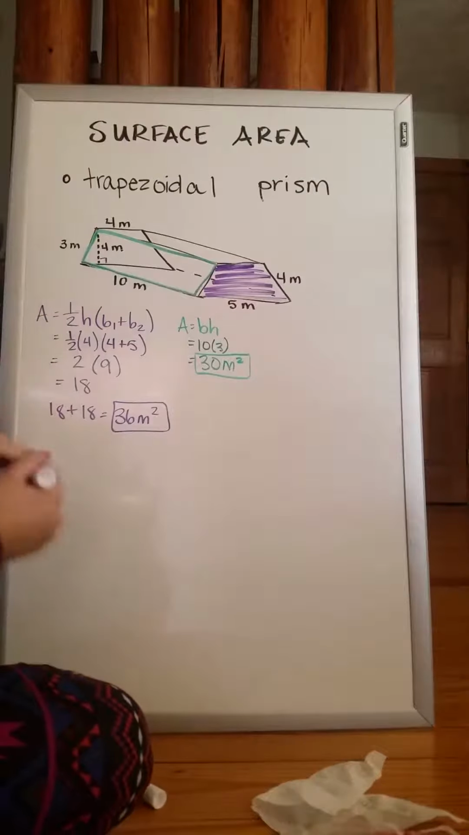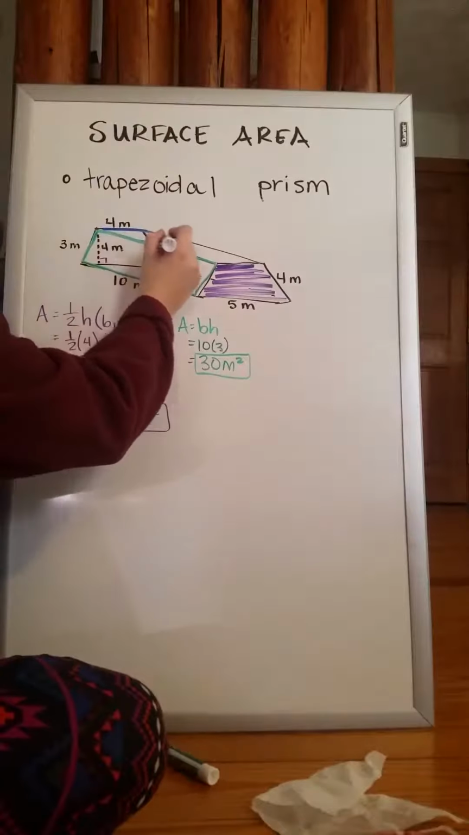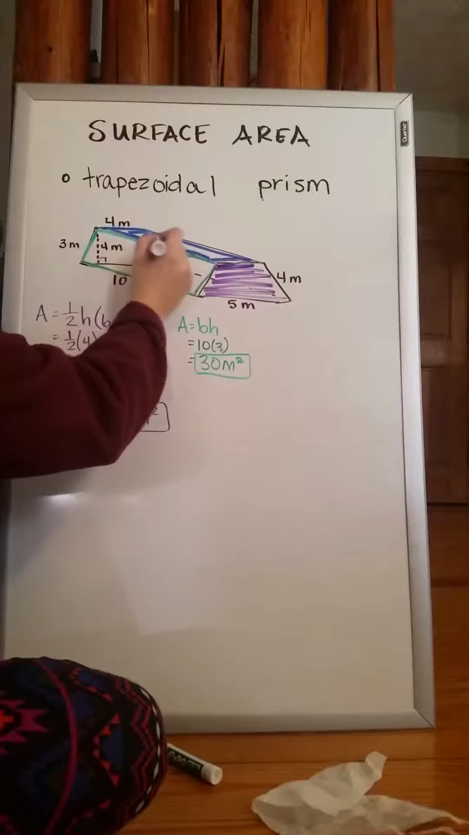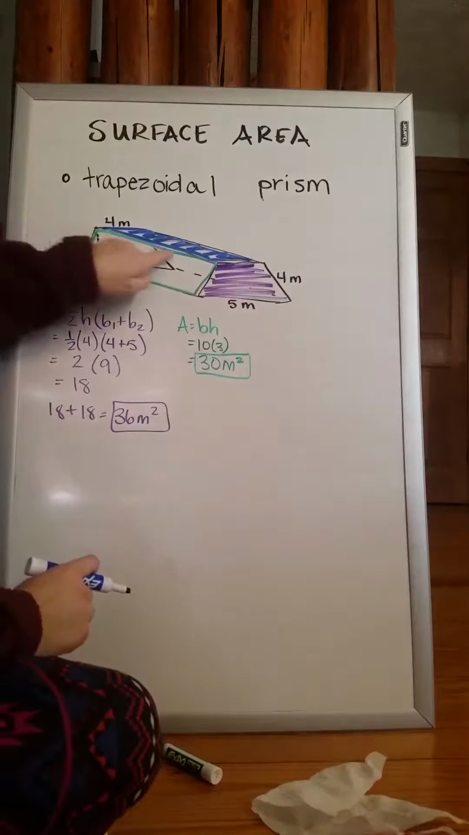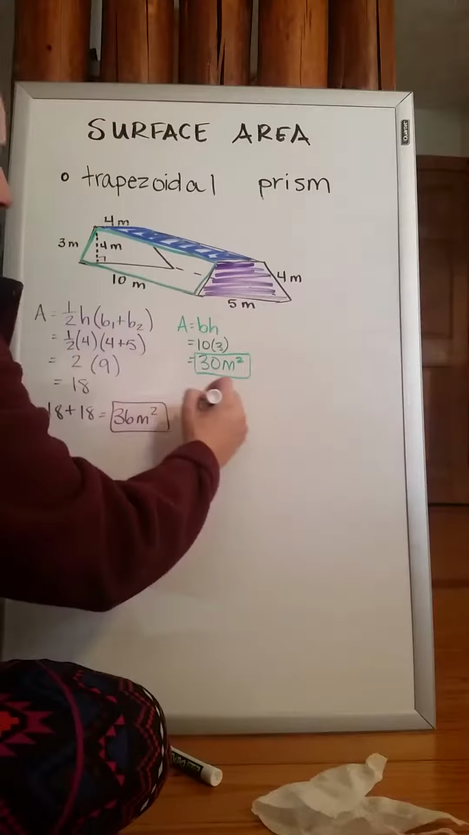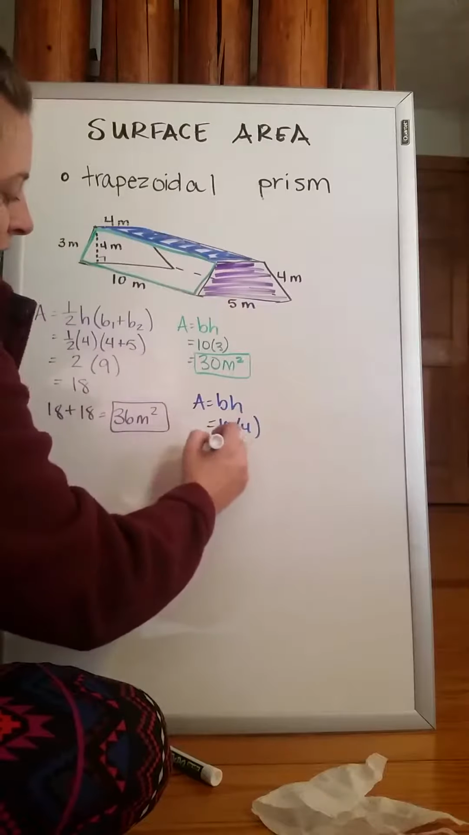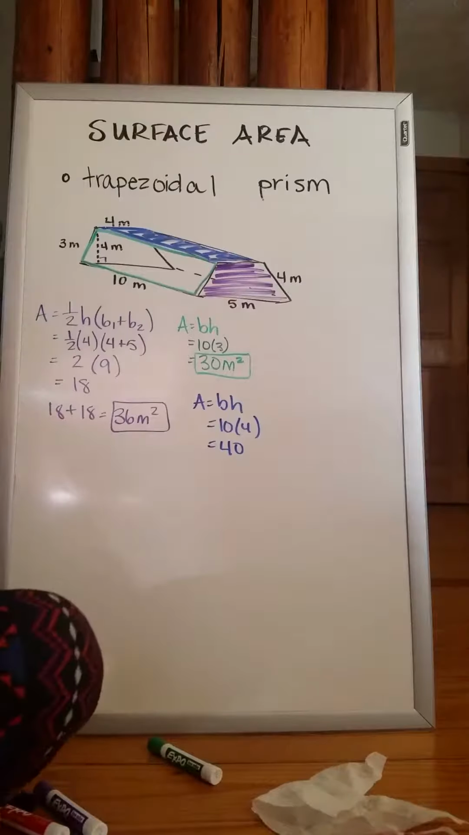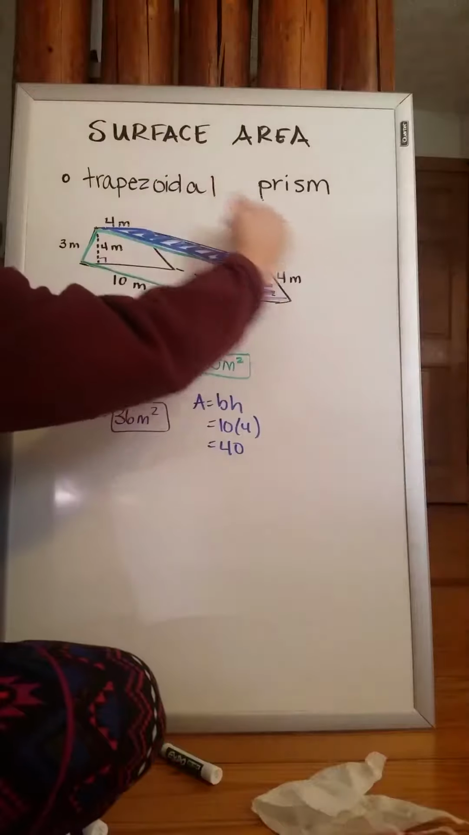Okay, let's look at the top rectangle now. Alright, so this base is still 10 by 4. So for this one, my base and height are 10 and 4, which is 40. Now there is one more rectangle that has these exact same measurements. It's the rectangle on the back side.